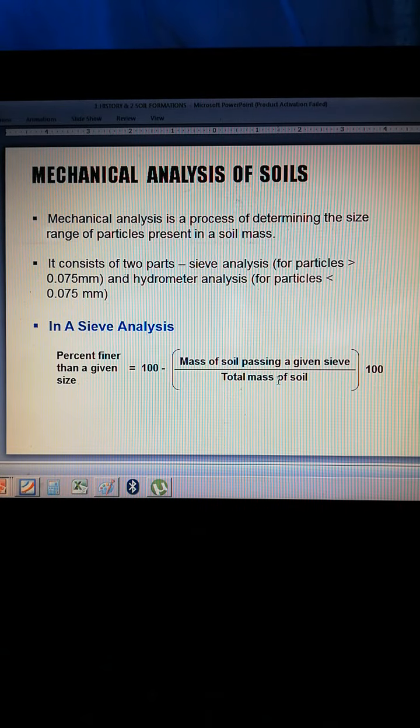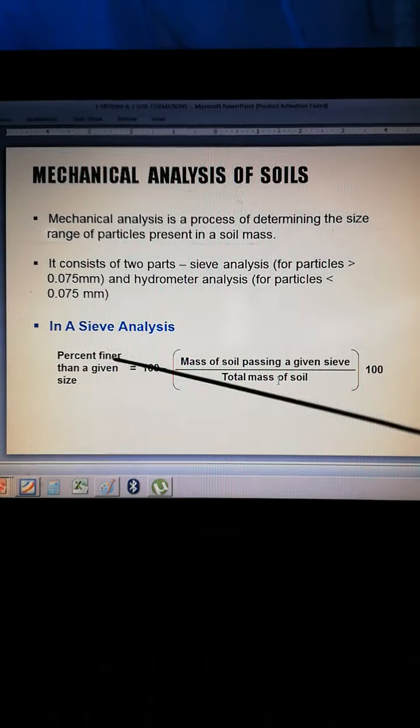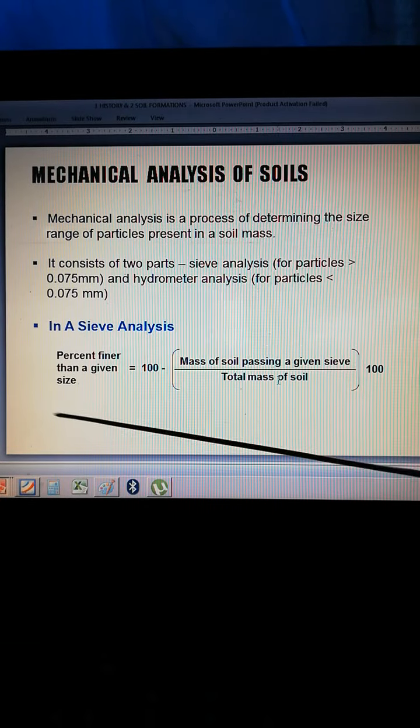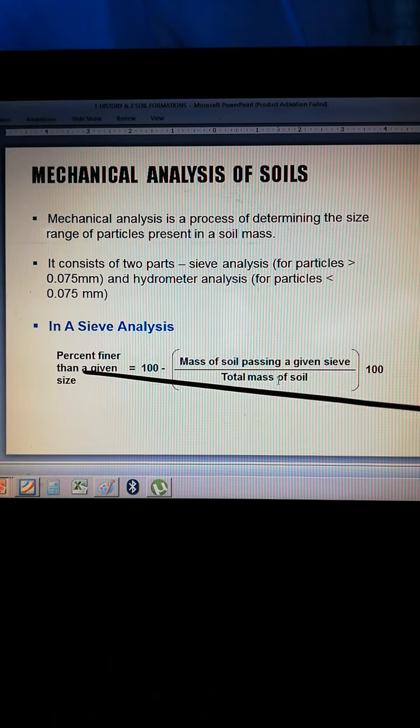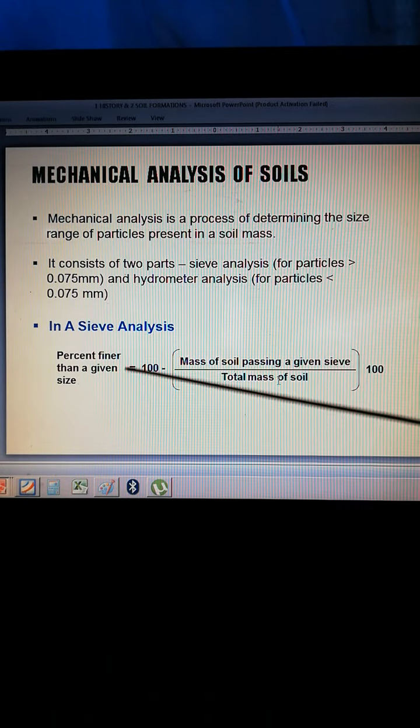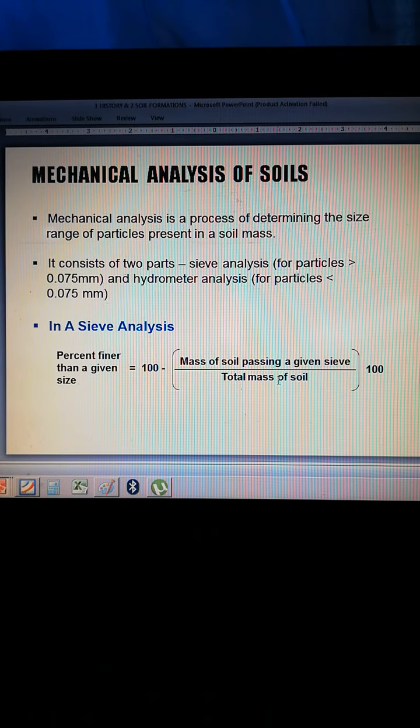So, percent passing, number 4 sieve. We can replace that. In the formula, we'll have the percent finer of a certain sieve than 100. 100 is what? That is 100% of your soil. Let's say you have 100 grams, as I have said, containing sand, silt, and clay.